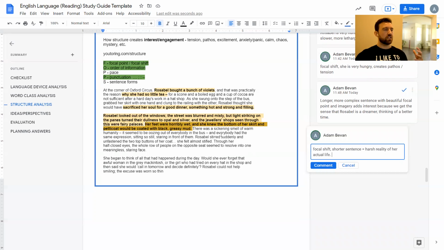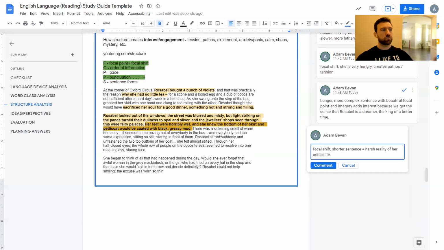So we get this excitement and her getting taken away by the streets of London as she looks out at London through the bus window. And this is the positive dreamlike state where she's trying to escape the horrible parts of her life: the fact she's hungry, the fact she's had this hard day's work, the fact she's on this horrible bus.